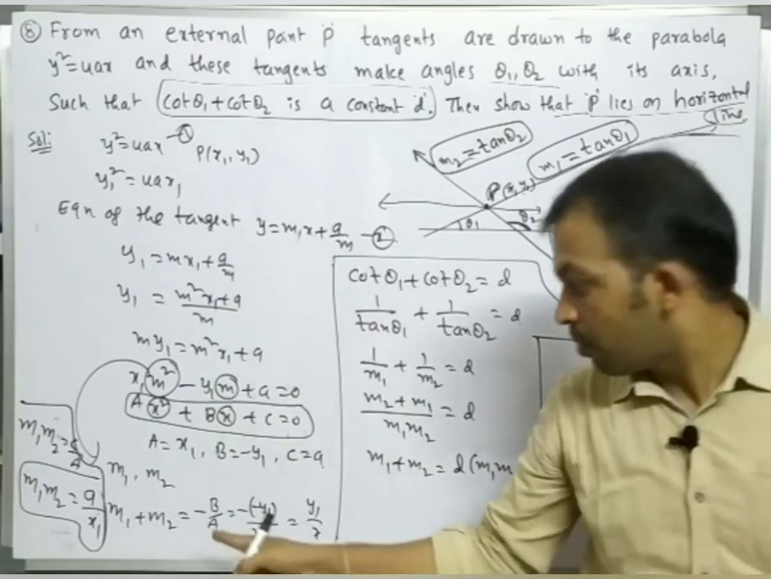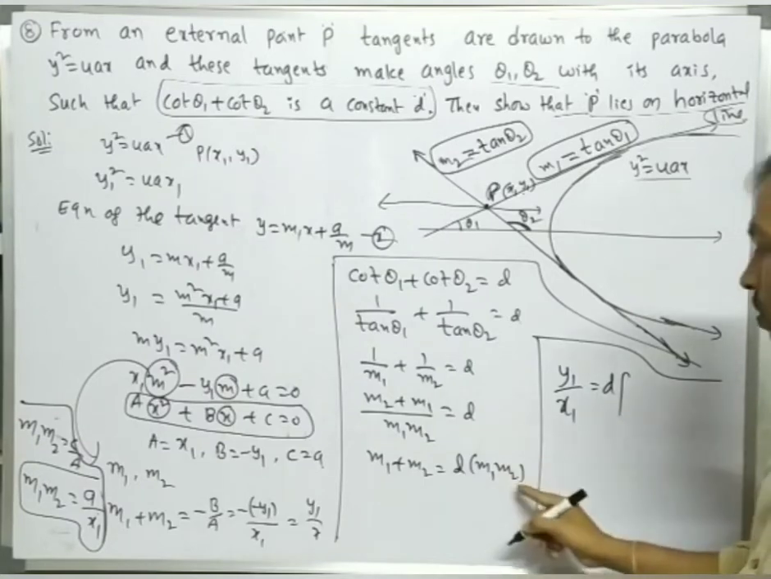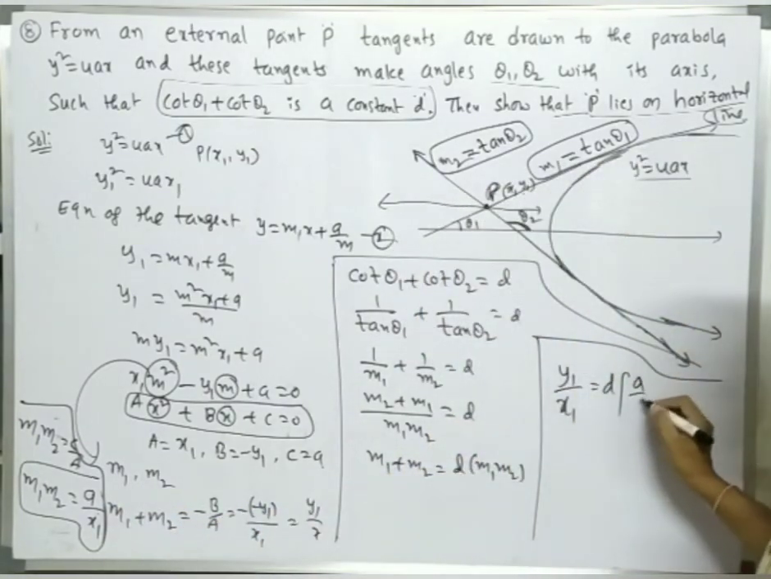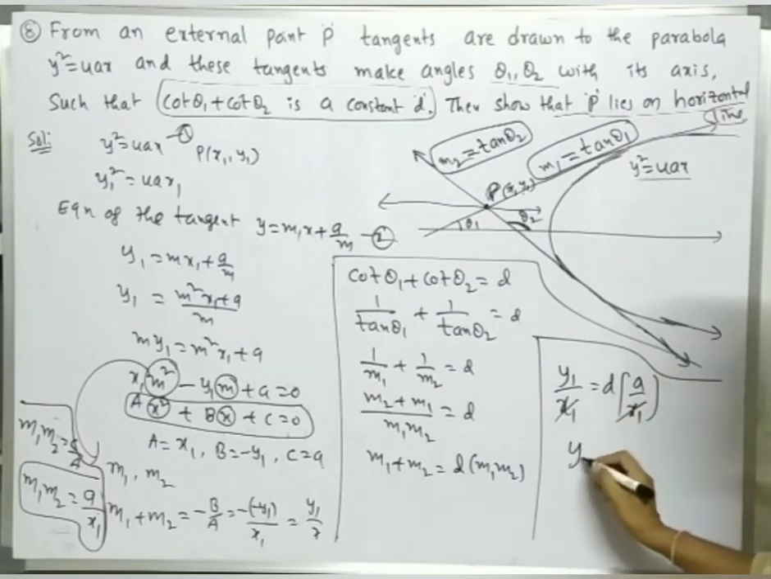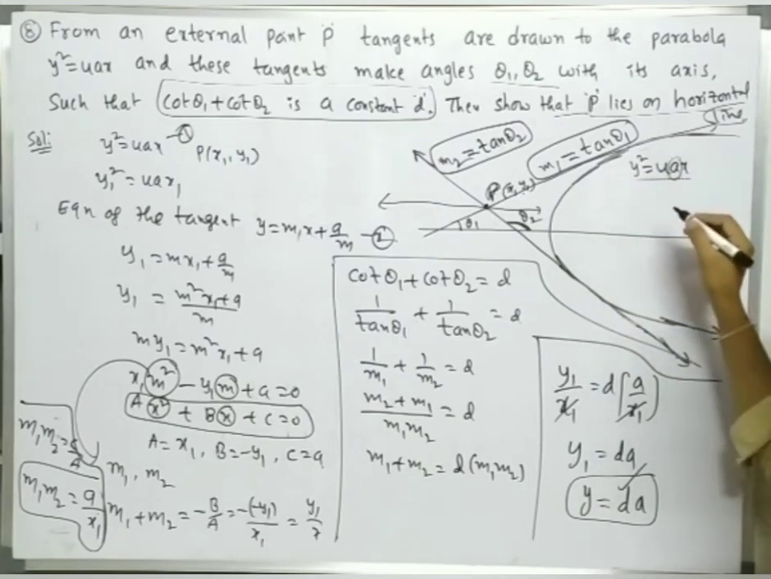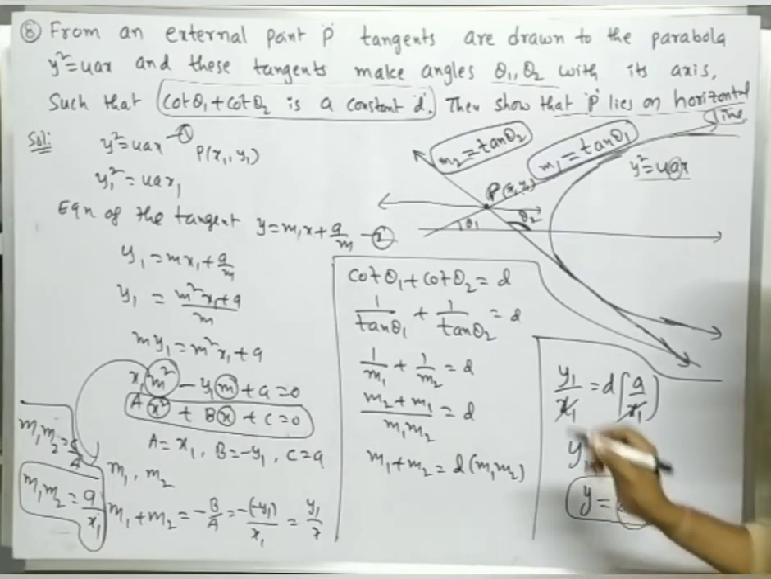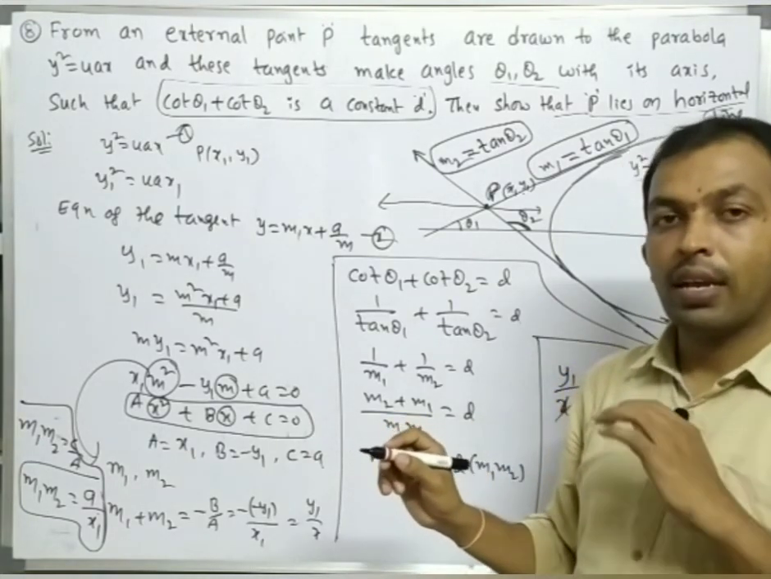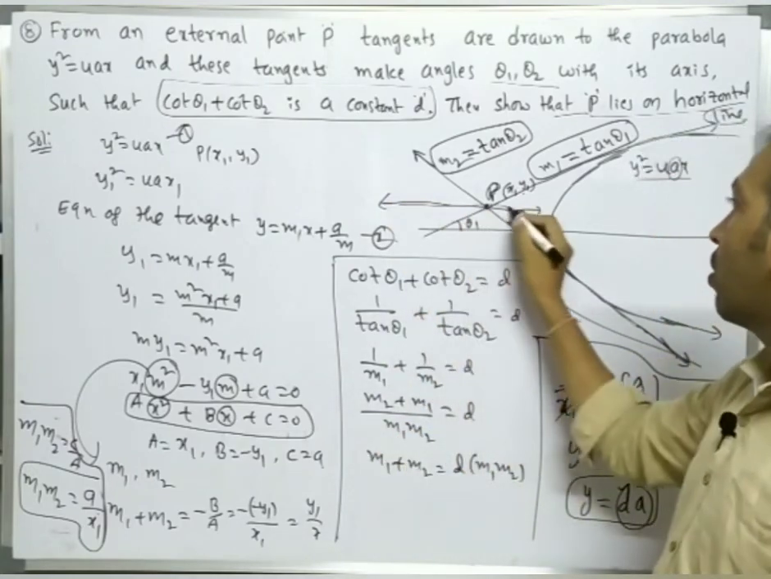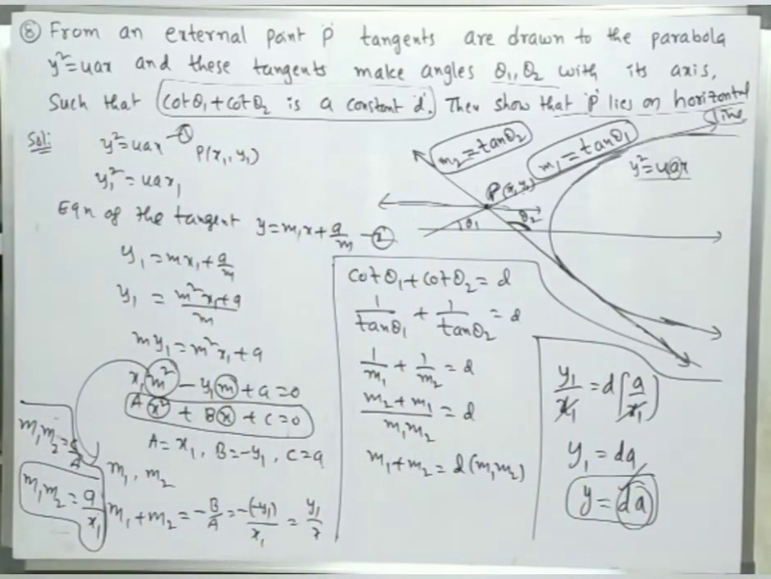Now what is m1 plus m2 from here? That is y1 by x1 is equal to d into what is m1 m2? A by x1, right? So x1 cancels, y1 is equal to dA, therefore y is equal to dA. What is d? Constant. What is a? It is also a constant, a constant from the focus. So constant into constant is constant. So this is y is equal to some constant. So y is equal to k represents what? It is a line parallel to the x-axis. That means it is a horizontal line. So those P's lie on a horizontal line, right? Okay.